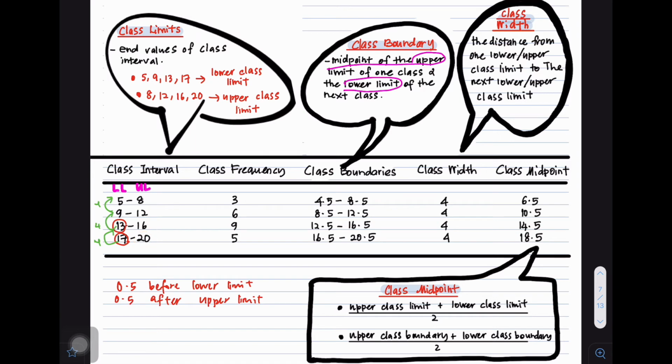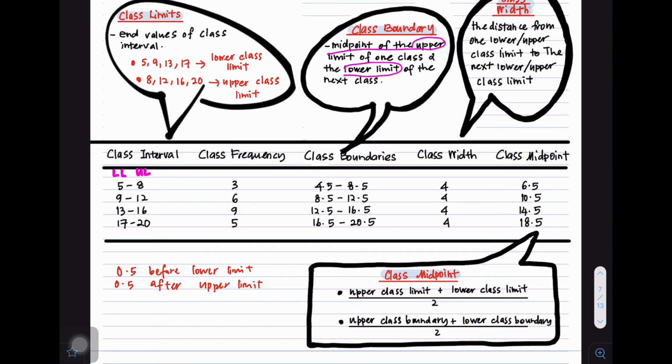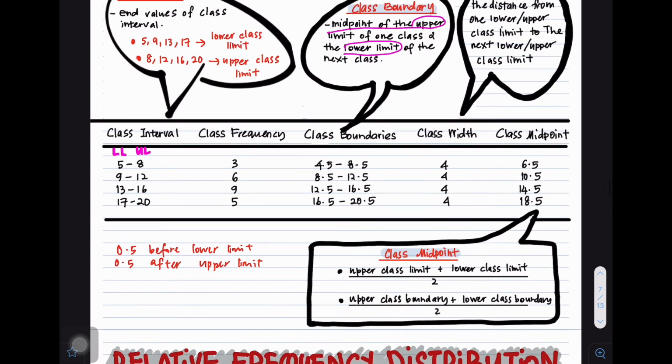Alright, so next what we want to see is the class midpoint. Midpoint ni adalah titik tengah. So how can we find our class midpoint? Ada dua formula. If you see here, the first formula is upper class limit plus lower class limit divided by 2. So your upper class is 8 plus 5. Okay, so you have 13 divided by 2, you have 6.5. So here is your midpoint.